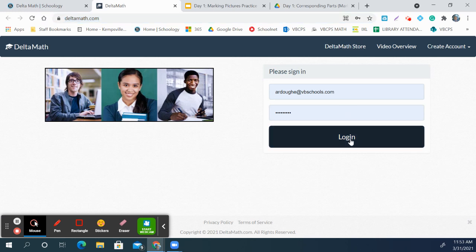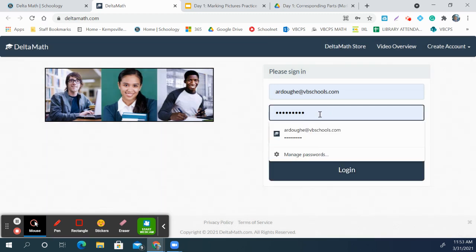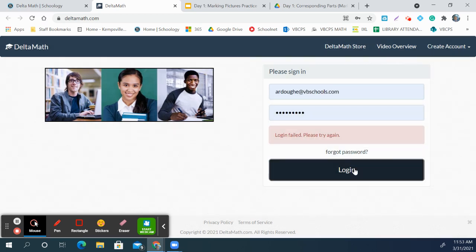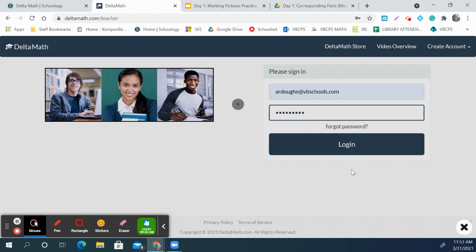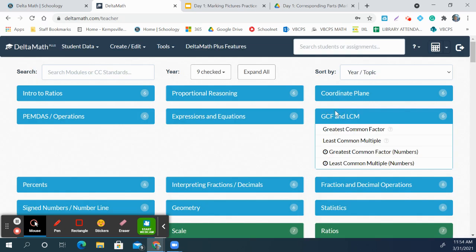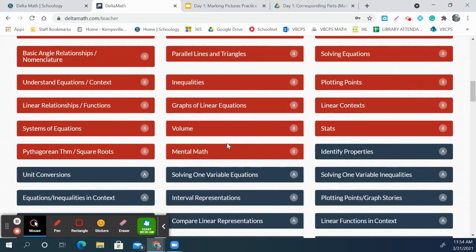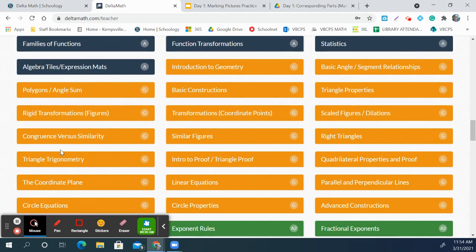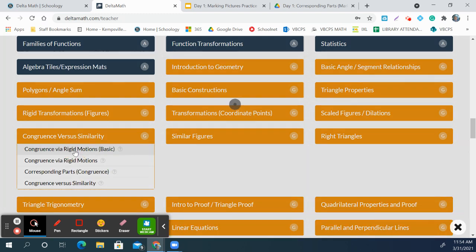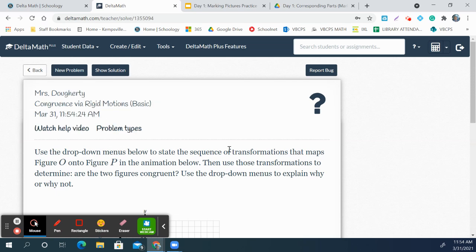So I'm going to log in and see if I can demo it. Oh, login failed. That's always fun. I wonder what I made my password. Is that the Delta Math thinking? It's going to ask you for transformations. So the first assignment is going to link these similar and congruent figures back to transformations.